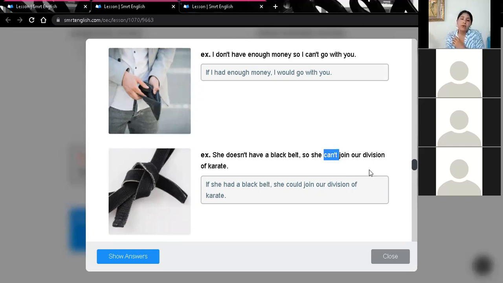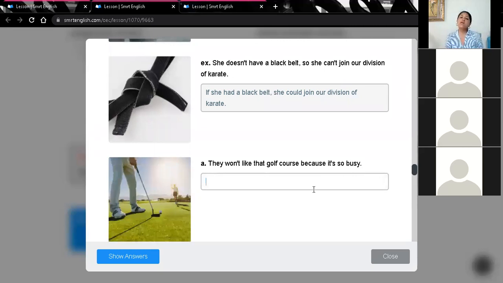Okay, I'm going to practice letter A with you. It says in here, they won't like that golf course because it's so busy. I'm going to start with the first part. Here it is negative, so I'm going to start it affirmative. So I'm going to start with if, my subject is they. If they what? Like that. If they liked that golf course, very good. If they liked that golf course, they what? It says in here, because it's so busy. So if they like the golf course, they could be came. Okay, I got it.